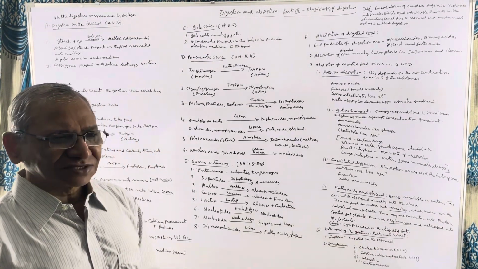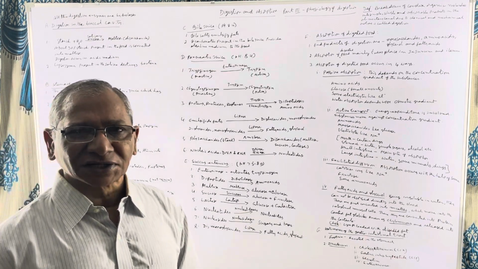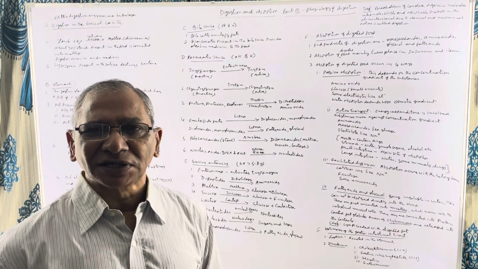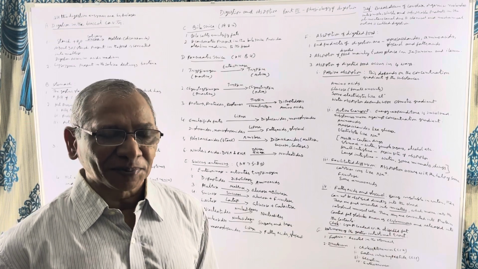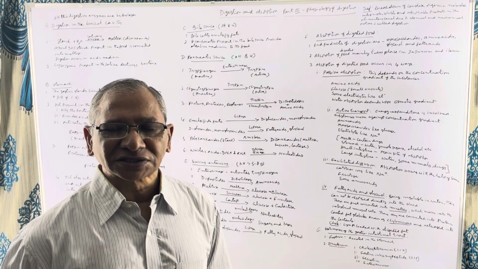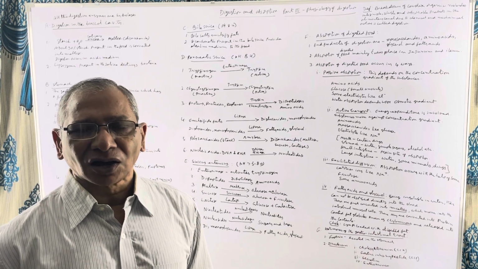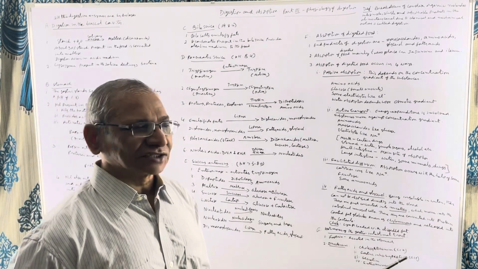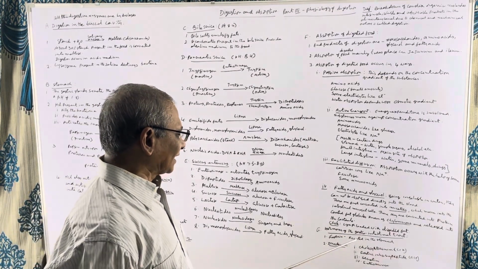In the lacteals, lymph is present. When the lymph is loaded with digested lipids, the lymph appears milky or whitish in color. So lymph loaded with digested lipids is known as chyle.